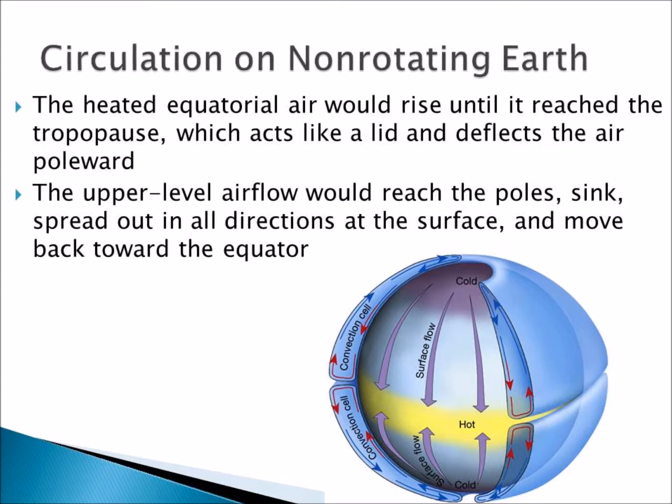Basically, the heated air at the equator would rise until it reached the tropopause, which acts like a lid and deflects the air poleward. Eventually, this upper-level airflow would reach the poles, sink, spread out in all directions at the surface, and move back toward the equator, where it will begin the cycle again.